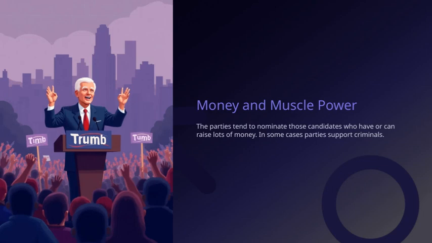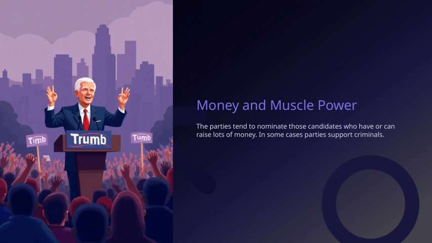The parties tend to nominate those candidates who have or can raise lots of money. This means that financial resources play a significant role in the candidate selection process. In many cases, having a lot of money can be the deciding factor in getting your name on the ballot. But it's not just about fundraising. Sometimes, parties support candidates who are involved in criminal activities.